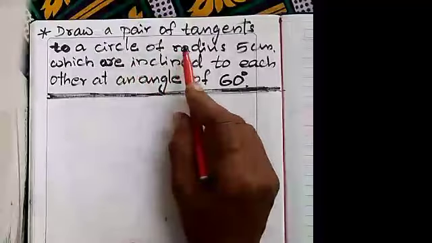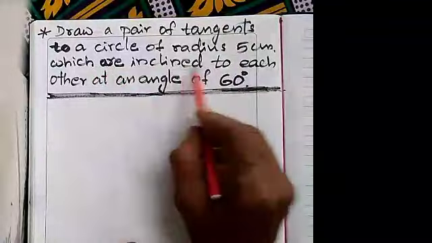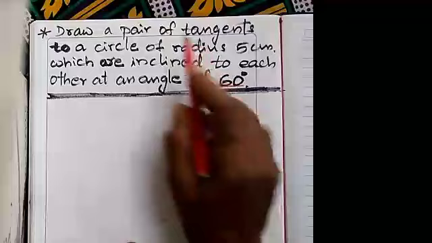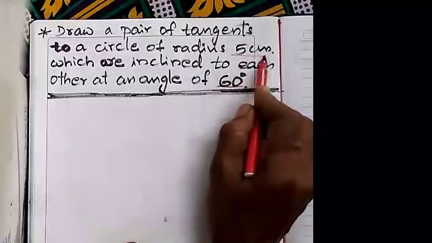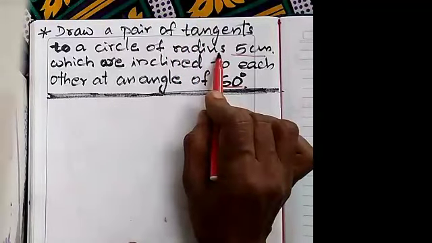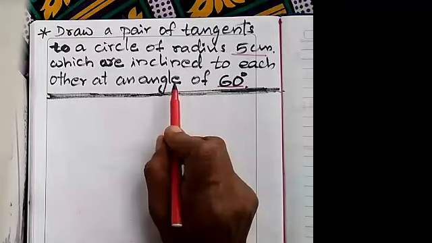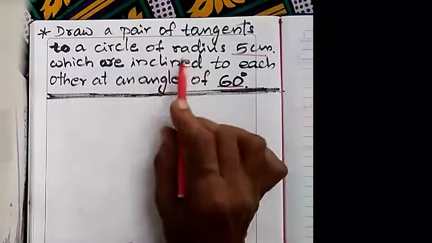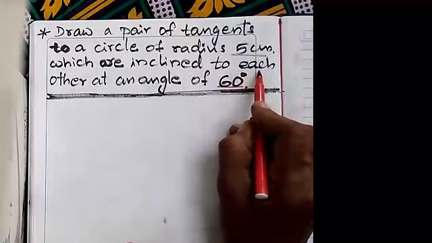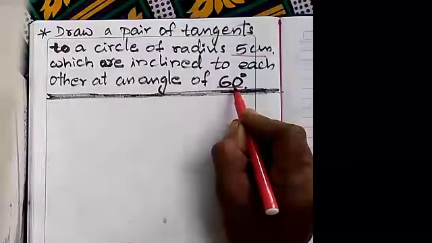Draw a pair of tangents to a circle of radius 5 cm which are inclined to each other at an angle of 60 degrees. So here a circle is given with a radius 5 centimeter. We need to draw a pair of tangents to this circle, but the external point is not given. But one condition is given: the two tangents are inclined to each other at an angle of 60 degrees.